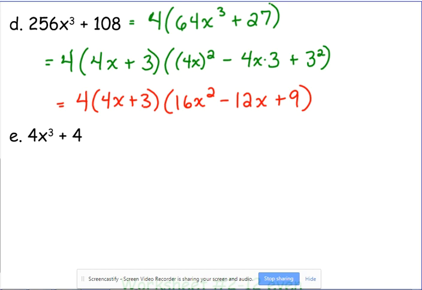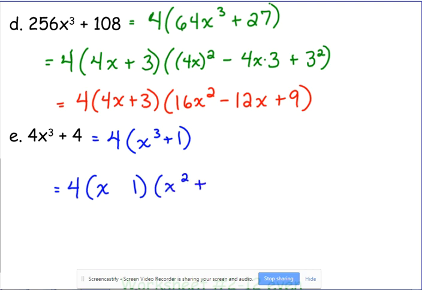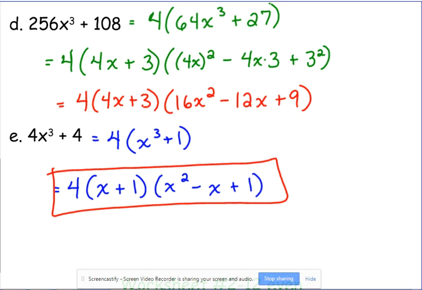Okay, one more just to make sure we've got it. Factor out the 4. Got x cubed plus 1. We just factored that a second ago. It was just a different variable. So that's, whoops, got to mess up my signs here. Getting a little carried away. So same is a plus, opposite's a minus, always positive, plus. And that is the final answer.